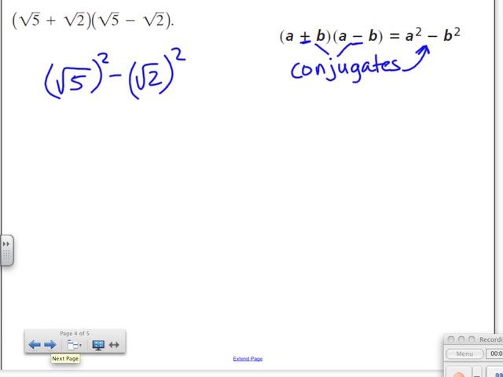And so as I look at that, the square root of 5 squared becomes 5. The square root of 2 squared becomes 2. So the answer to this is 5 minus 2, which is 3, which makes multiplying conjugates that involve radicals very, very simple.